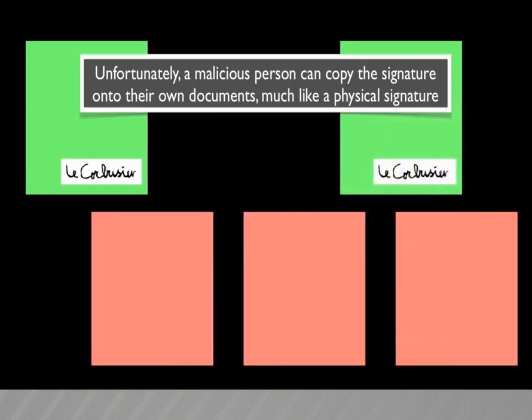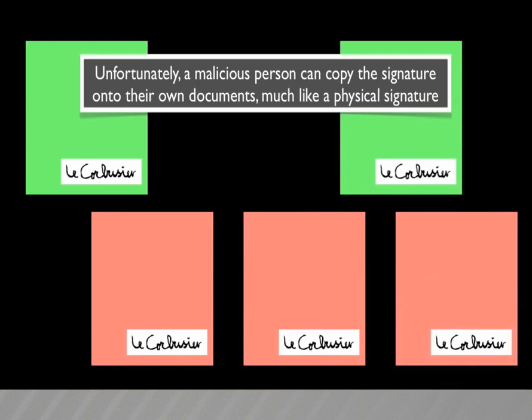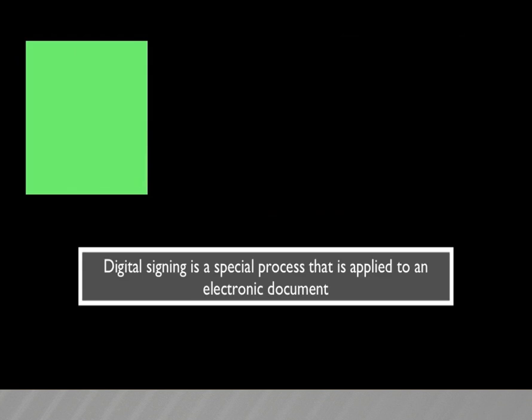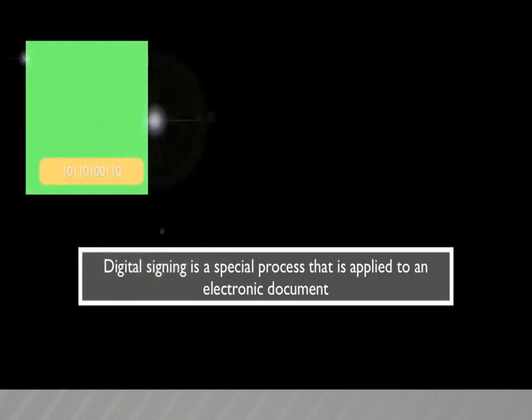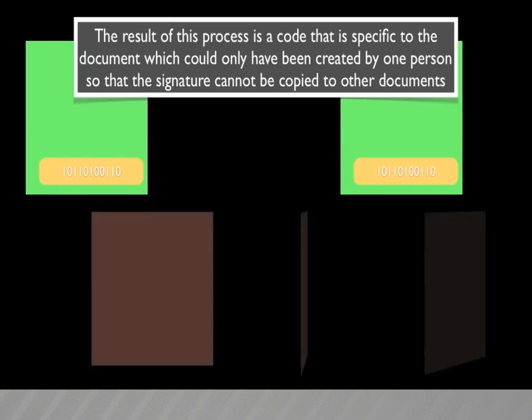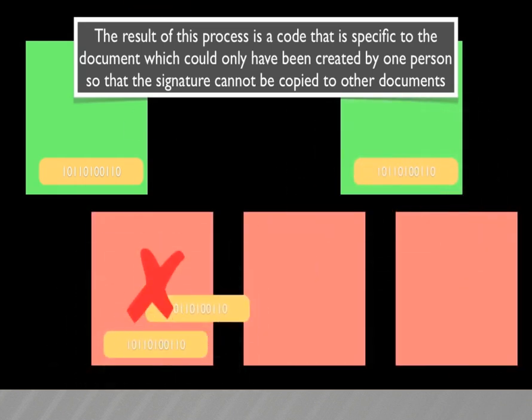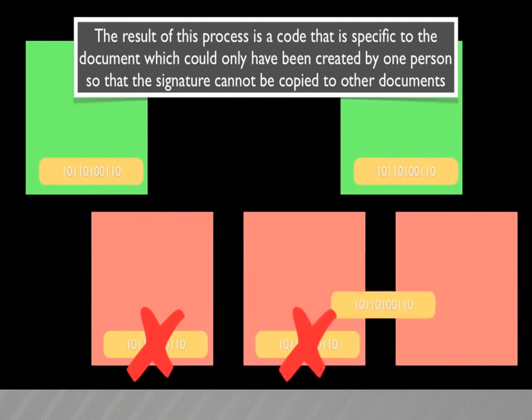Unfortunately, a malicious person can copy the signature onto their own documents, much like a physical signature. Digital signing is a special process that is applied to an electronic document. The result of this process is a code that is specific to the document, which could only have been created by one person, so that the signature cannot be copied to other documents.